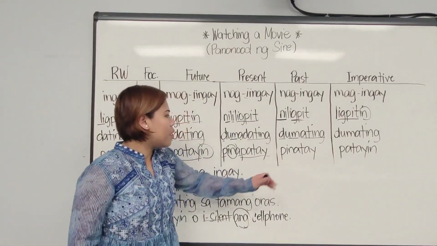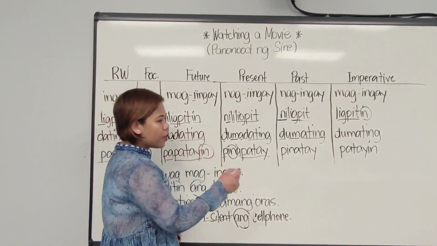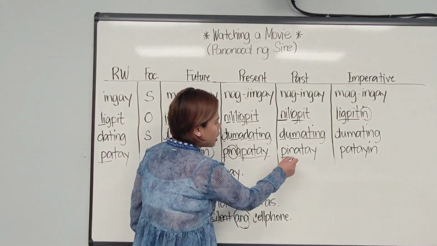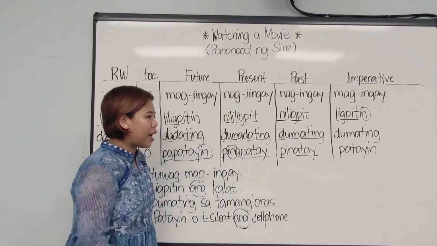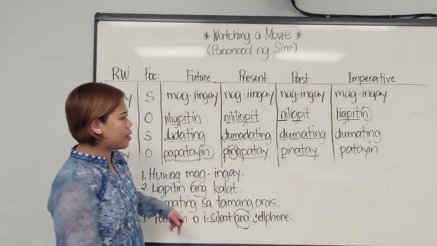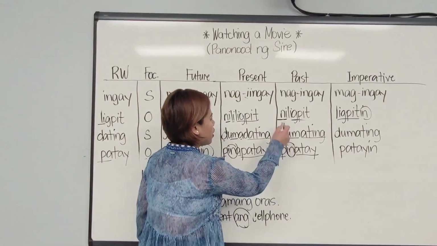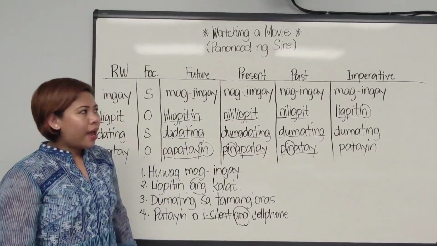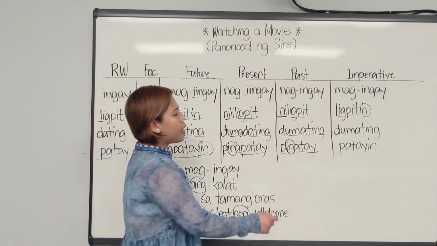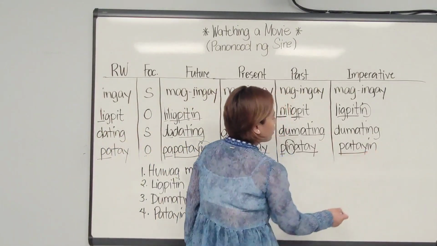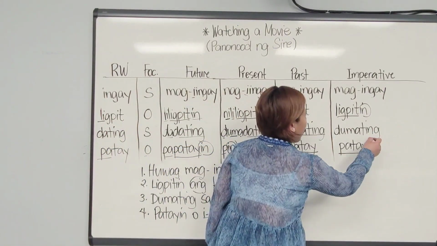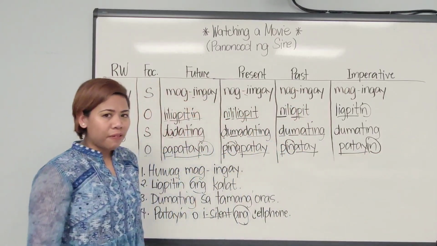The past tense would be pinatay. Root word is P-A-T-A-Y. That's patay. And still we use the infix in here. So it became pinatay. And the imperative form is, this is our root word, patay. And then we added the in. The in here became a suffix.